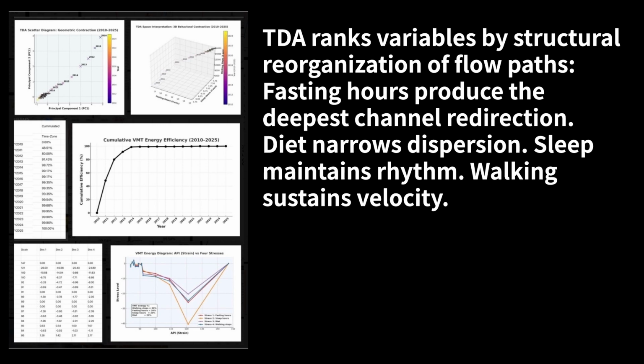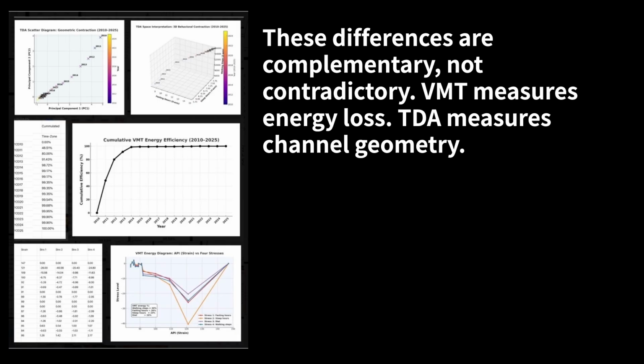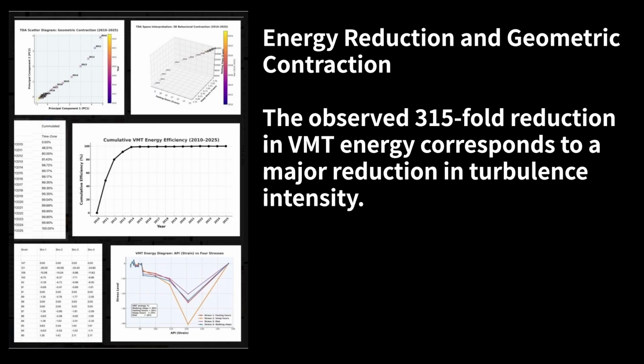TDA ranks variables by structural reorganization of flow paths. Fasting hours produce the deepest channel redirection. Diet narrows dispersion. Sleep maintains rhythm. Walking sustains velocity. These differences are complementary, not contradictory. VMT measures energy loss. TDA measures channel geometry: energy reduction and geometric contraction.